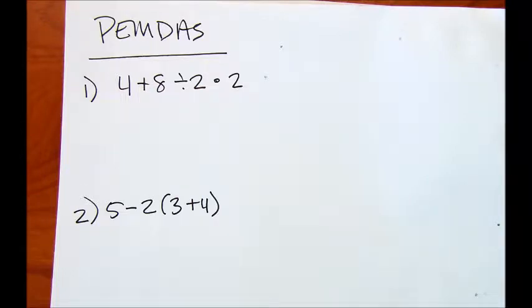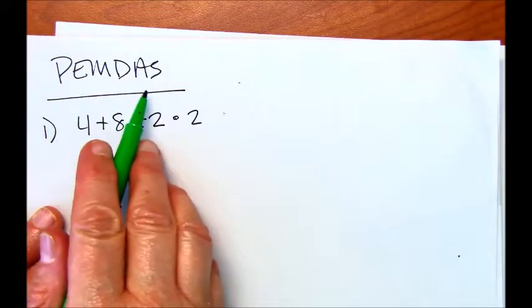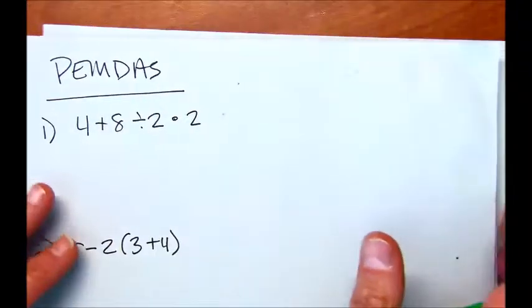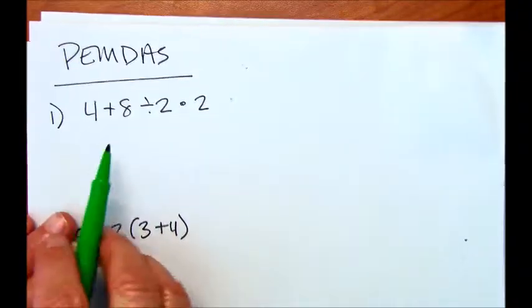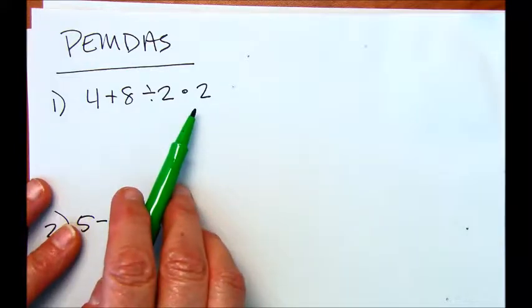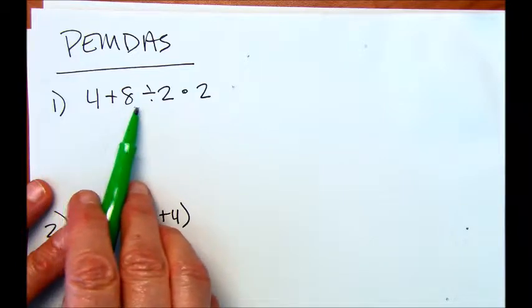Okay, here we go. I've got order of operations, and it's a good idea to write down the word PEMDAS. This is an acronym. It helps us understand what to do first. So in this first problem we have addition, division, and multiplication. Of course we're going to multiply and divide first, and when you have multiply and divide together, you're just going to go left to right. So instead of adding first, we want to divide.